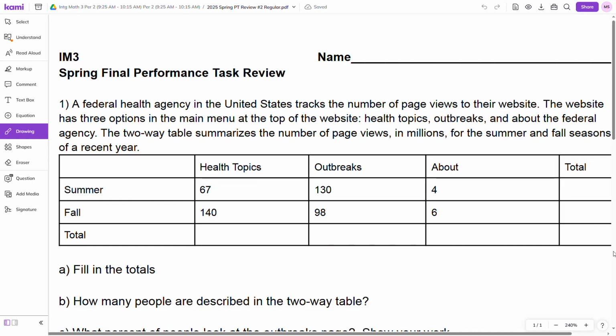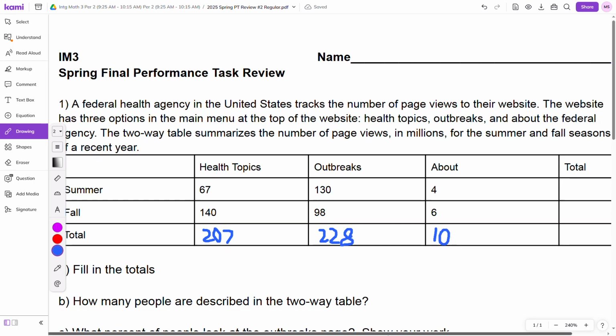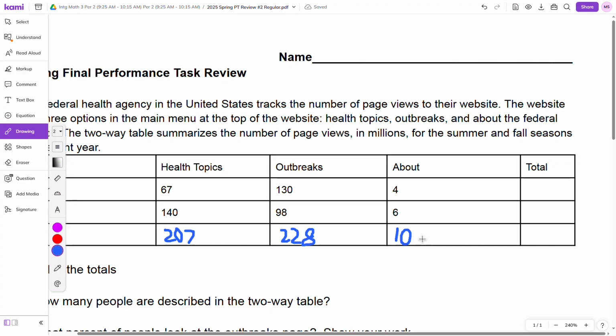And we have a little two-way table here. And so we're supposed to find the totals. And so I'm just going to go ahead and add these up. I'm just adding the columns down. And then don't forget to add them across as well.